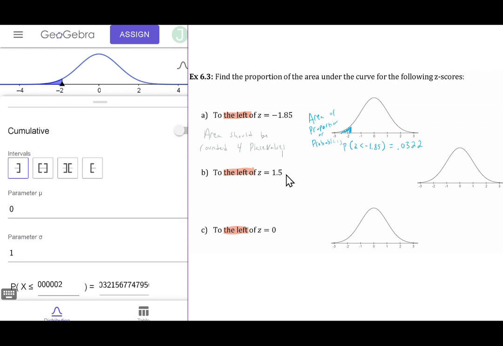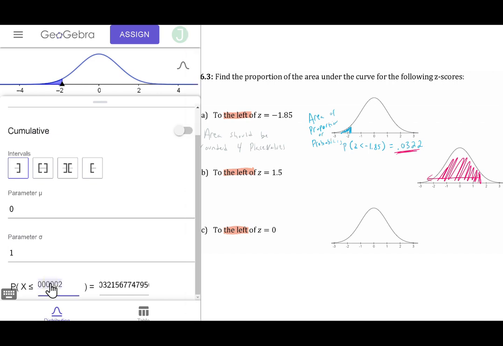So for the second graph, we will have a z-score of 1.5, somewhere over here, shading to the left. What you'll notice about the first picture for part A is that the area to the left is quite small. It's a very small region of the graph, and that's why the proportion is 0.0322, or approximately 3% of the graph. For graph B, you'll notice that it's a much larger portion of the graph. And we'll see that with our answer here.